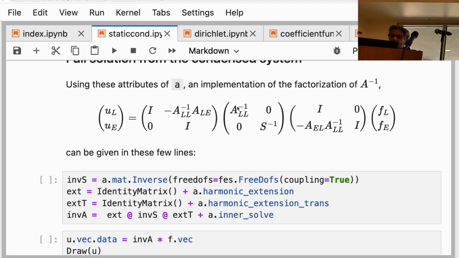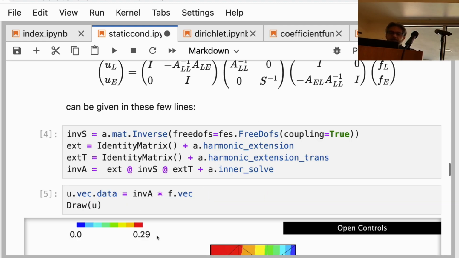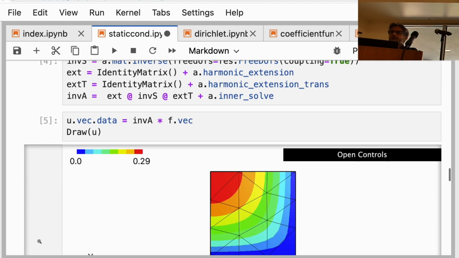without this component, composed with this, that's extension transpose, and then you add back this part that was left out, that's the inner solve. And that's the representation of the inverse of the matrix using this Schur complement factorization based on local degrees of freedom and interface degrees of freedom. And you can take that inverse and multiply it with the right hand side, and you get the solution.